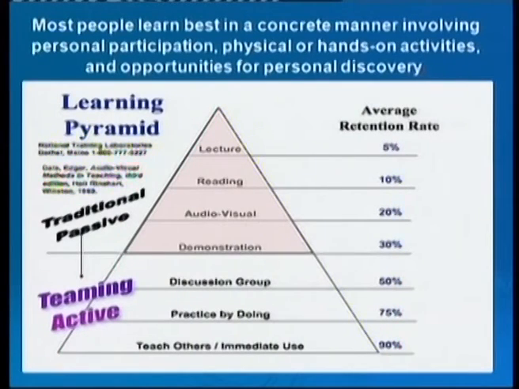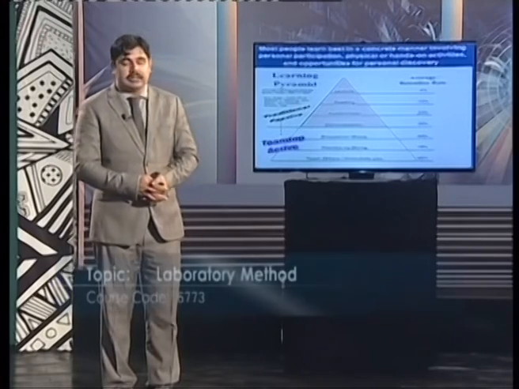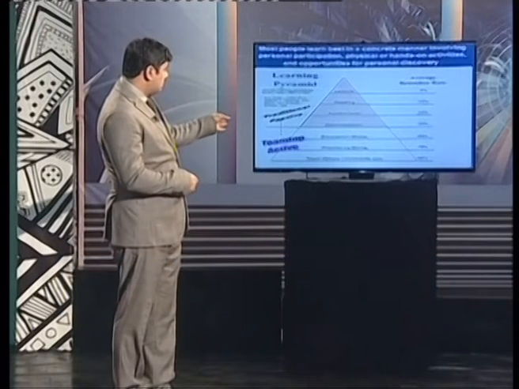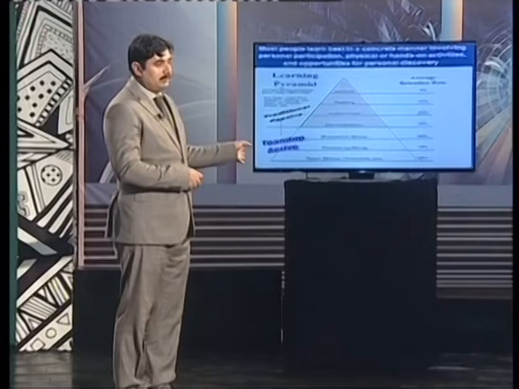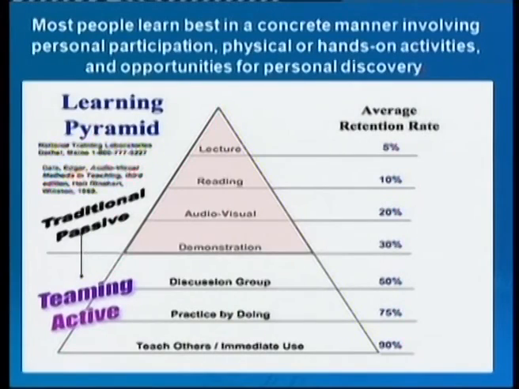And practice by doing. This is what we actually do in experiments and the laboratory. Practical work, practice by doing certain things, they can retain that information 75%, and teach others or immediate use of that information, then the retention rate is 90%. So it's very important to use the laboratory method in teaching of science, because students can retain 75% of the information taught through the laboratory method. So it's very important to apply this method in teaching of science.